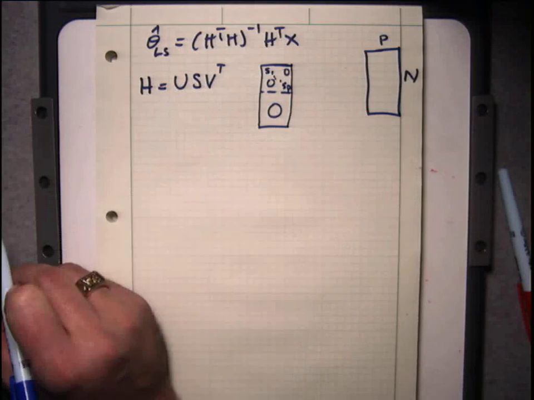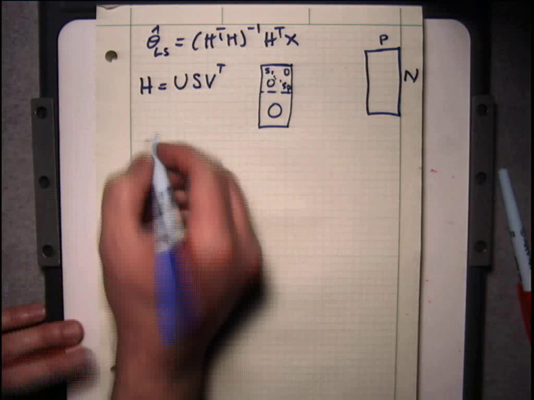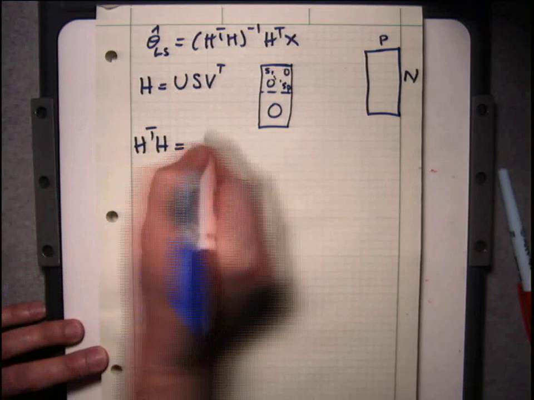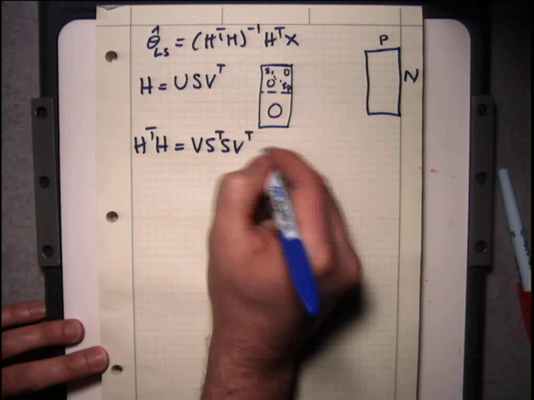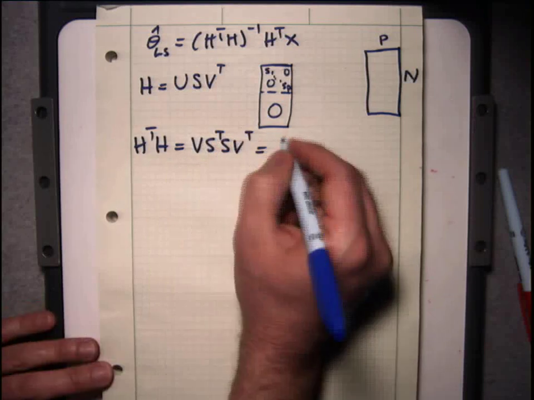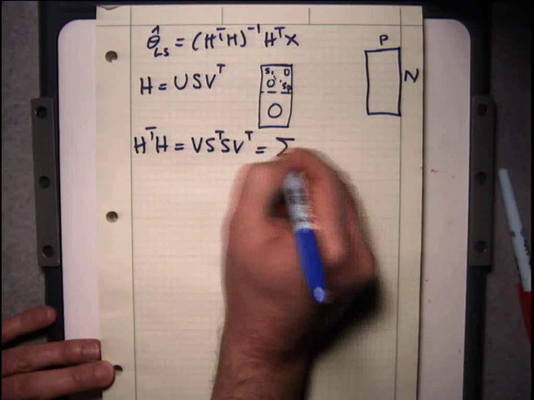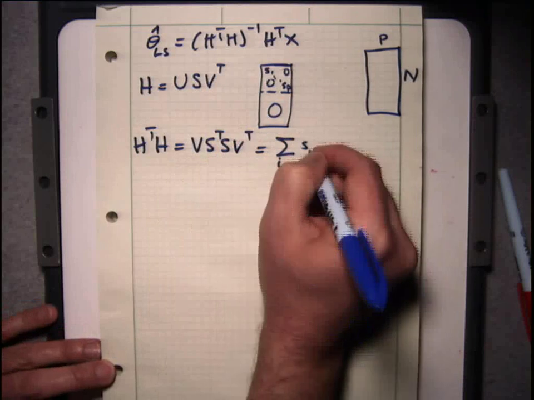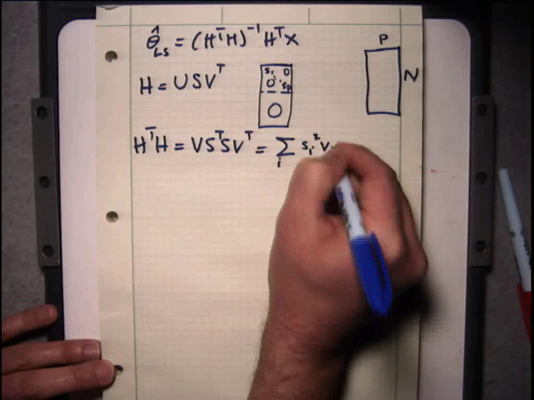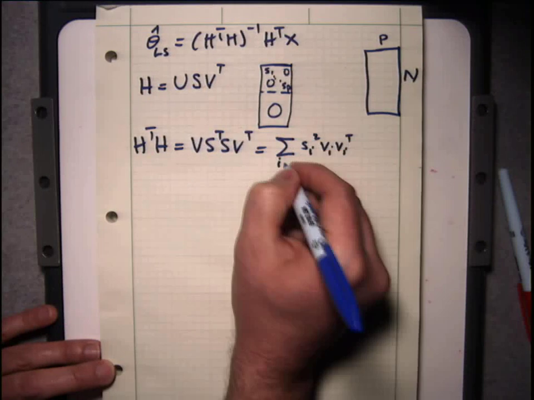Okay. So now let's take a look at H transpose H. This is V S transpose S V transpose. So if we write this down in longhand, this would be the sum over i of S_i squared v_i v_i transpose, i equals 1 to P.